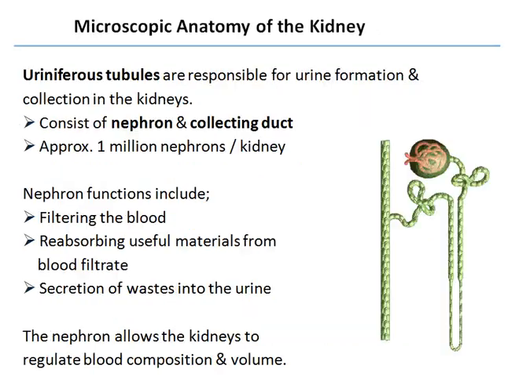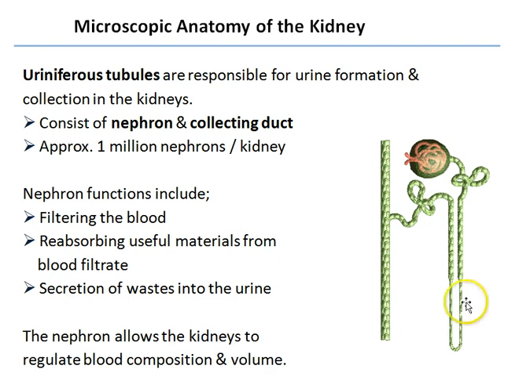In this section, I'm going to focus on the major functional components of the kidneys. These are what are called uriniferous tubules. These are very important for the ability of the kidneys to filter and purify materials from the blood. Uriniferous tubules consist of structures called a nephron and a collecting duct. And here we can see the nephron, and we'll focus a lot of attention on this structure. We have about 1 million of these per kidney.